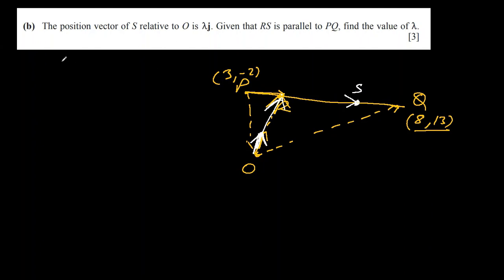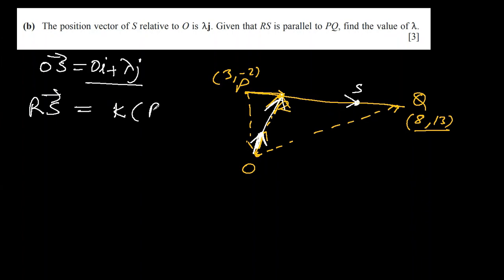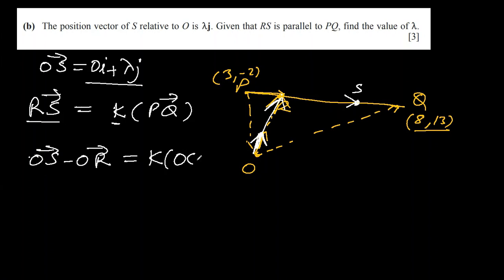Okay, so OS is lambda j. That means there is 0 i before lambda j, right? RS is parallel to PQ means RS will be a multiple, let's say k, of PQ. If two vectors are parallel, they are multiples of each other. So OS minus OR will be k times (OQ minus OP).